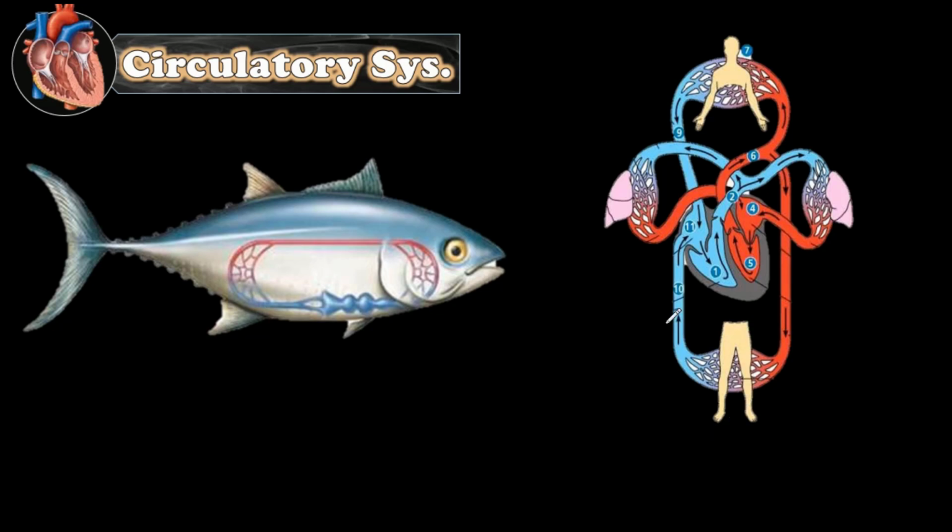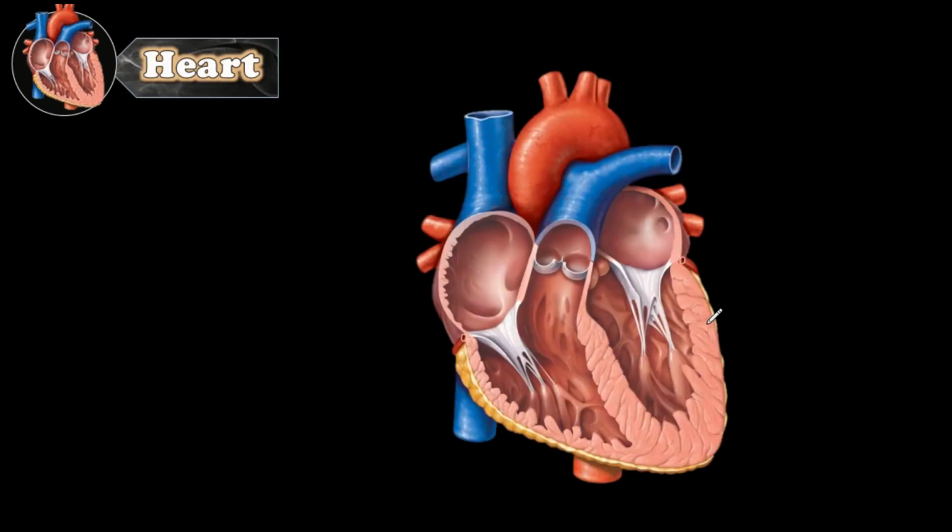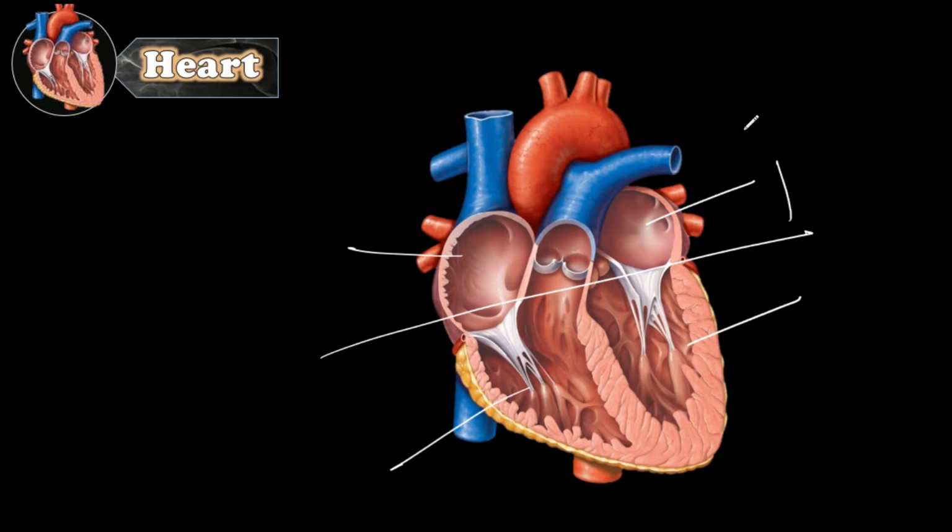Now we know the types of circulatory system. We're going to look at the heart, the structure and the anatomy of the heart. If you look here, it has 4 chambers: 1, 2, 3, 4. So 2 upper chambers: this is the left atrium and this is the right atrium. And then we have 2 bottom chambers: this is the left ventricle and the right ventricle.